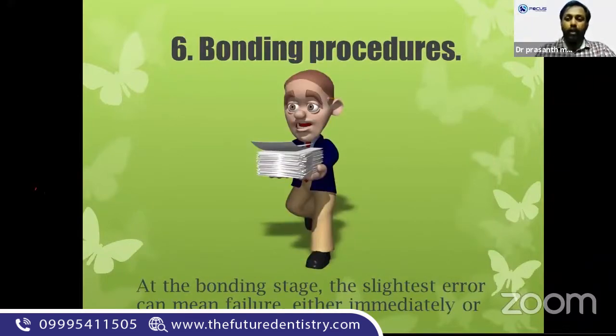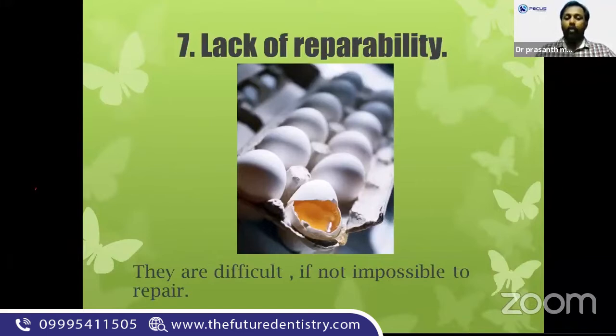Again, the bonding procedure has some sequential steps. You have to follow them. Any error in that will definitely lead to the failure of the veneers. Hope it is clear. We'll be discussing the bonding procedure in the later part of this presentation. Again, repairability. Once cemented, once luted, it is very difficult to repair. Slight shaping and adjustments can be done, but to repair it completely will be very difficult.